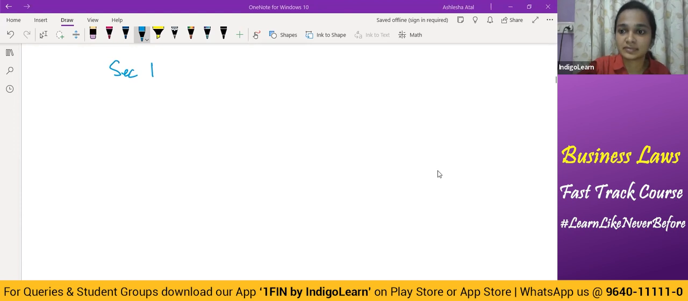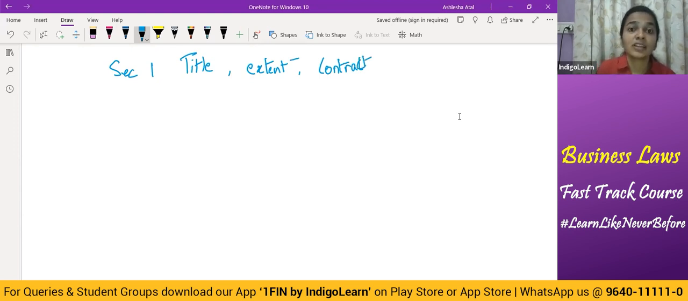Title and commencement, ma'am. Title, correct. So Section 1 basically talks of title, extent, and commencement. So title, as you all know, is the Indian Contract Act 1872. Now, talking of extent of the act, the Indian Contract Act 1872 is applicable to whole of India, which means there are no exceptions. This act is applicable to the entire country.